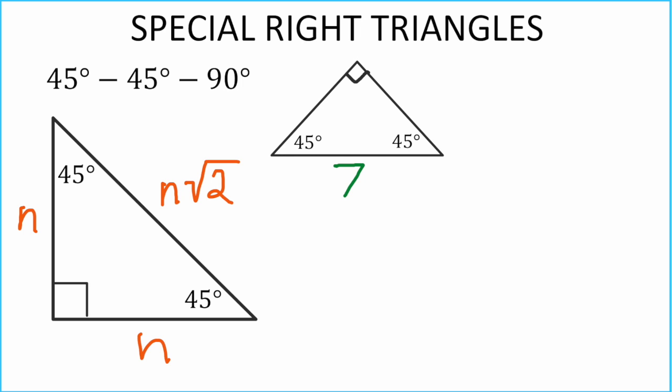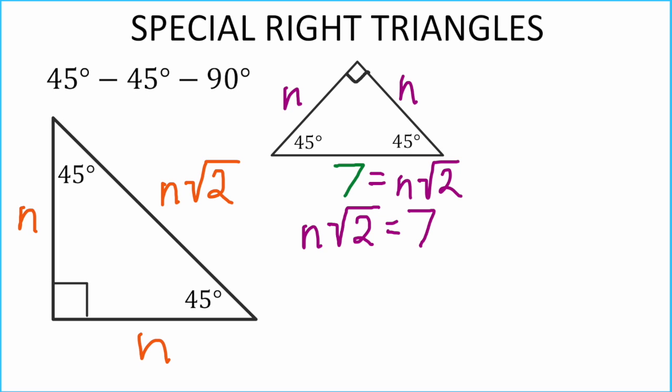All right, so once again, we don't have what we'd like to have. We have a whole number for our hypotenuse. There's no radical 2. So the other legs can be n. That means 7 is equal to n radical 2.